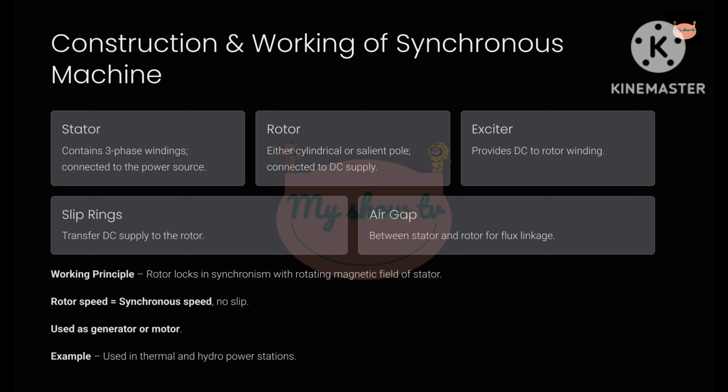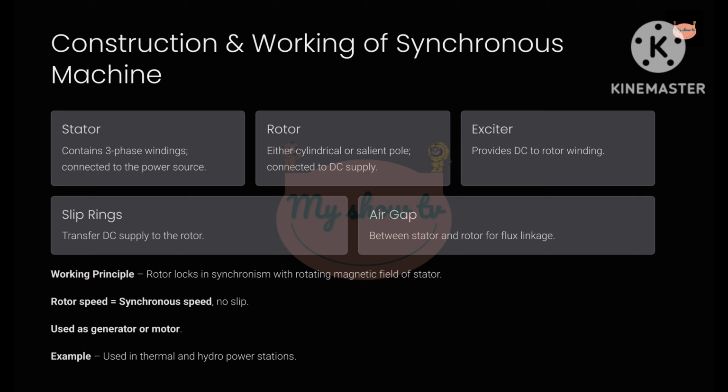3. Exciter. A small generator that supplies DC to the rotor windings. 4. Slip rings. These transfer DC from the external source to the rotating rotor. 5. Air gap. Space between stator and rotor to allow magnetic flux to flow. 6. Working principle. Once the rotor reaches a certain speed, it locks into step with the rotating magnetic field. This is called synchronism. 7. Rotor speed equals synchronous speed, no slip is present.